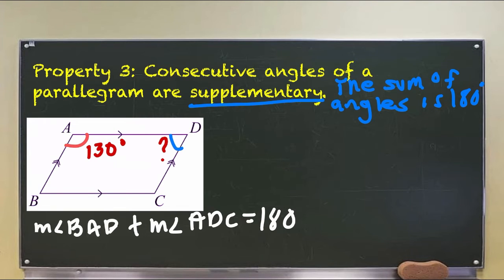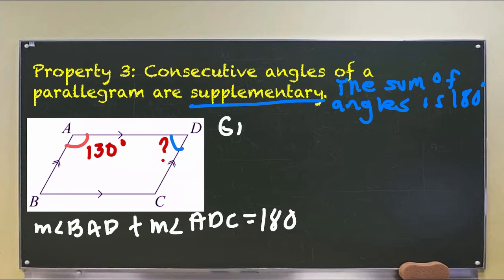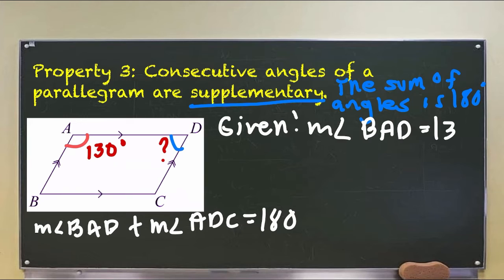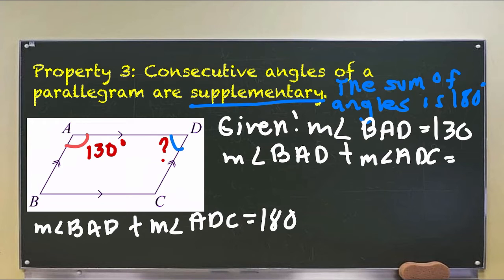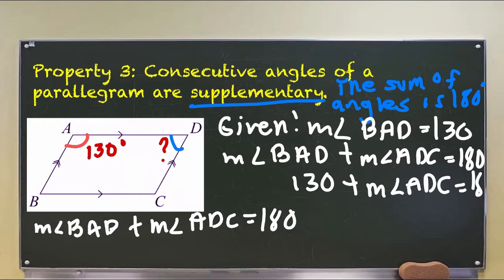Okay. So, we just solve. M angle, the given, we have M angle BAD equals 130. So, we substitute M angle BAD plus M angle ADC equals 180. And BAD is 130. We substitute 130 plus M angle ADC equals 180.